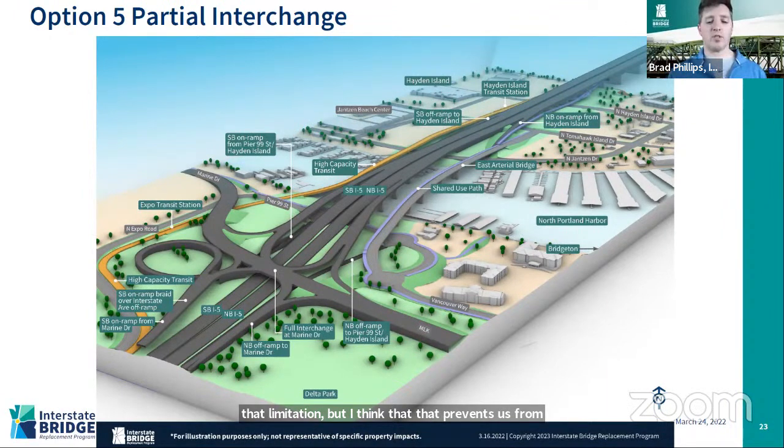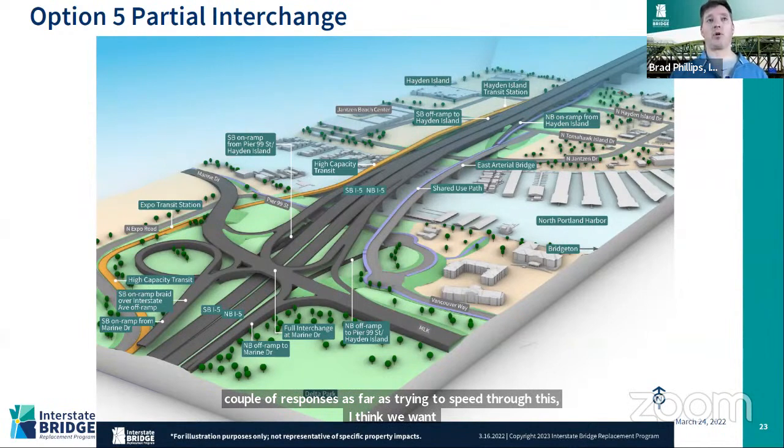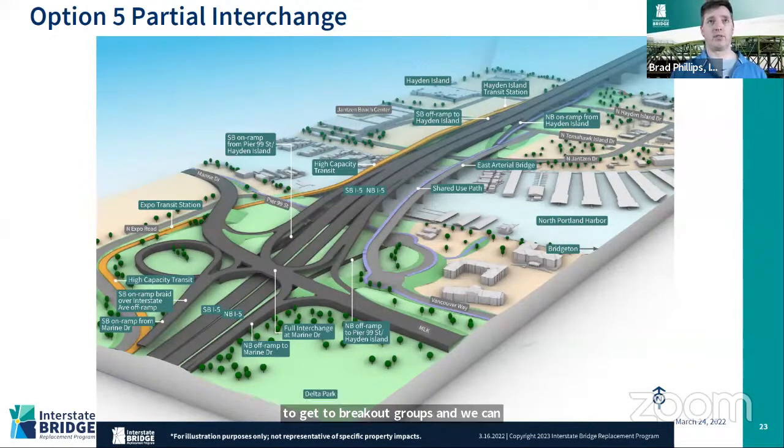A couple of responses. As far as trying to speed through this, I think we want to get to breakout groups and we can continue these conversations in smaller groups. That's why I want to get this moving to get to those. As far as Oregon and Washington, I'm using those to help describe these options only. I clearly understand the relationship of Vancouver to Hayden Island, but I'm trying to use those as an easier geographic reference to directionality.